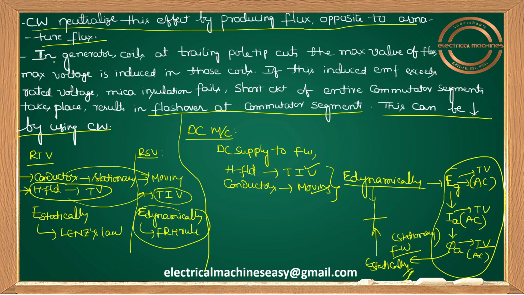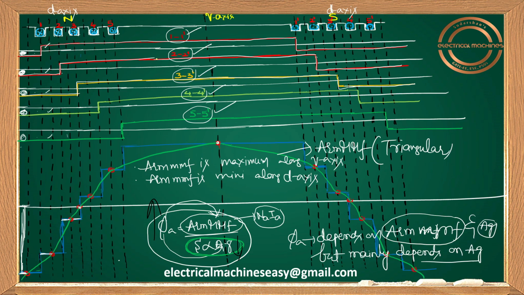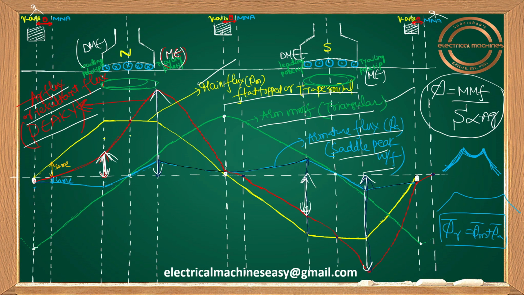I already told you guys in armature reaction, because of armature reaction, we got the magnetizing effect at the trailing pole tip. Do you remember that? I'll show you a figure once again. In a generator, coils at a trailing pole tip cut the maximum value of flux. What is the reason for that? You guys try to understand. I can explain this point by using these waveforms also.